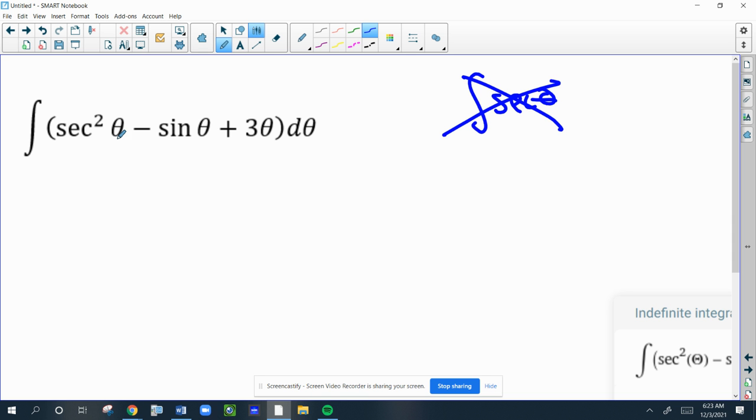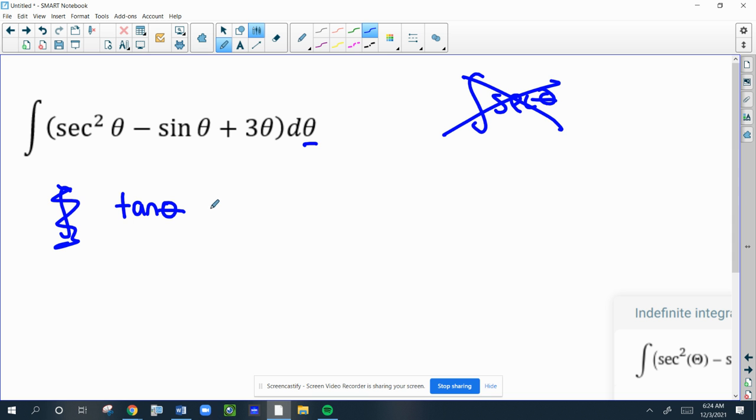Also notice the variable here is theta, so there is a d theta. Those have to match. So the integral of secant squared is tangent. You just have to remember that the derivative of tangent is secant squared. Notice there was nothing I really had to do here as far as rewriting because this is all sums and differences, so I can just integrate straight across.